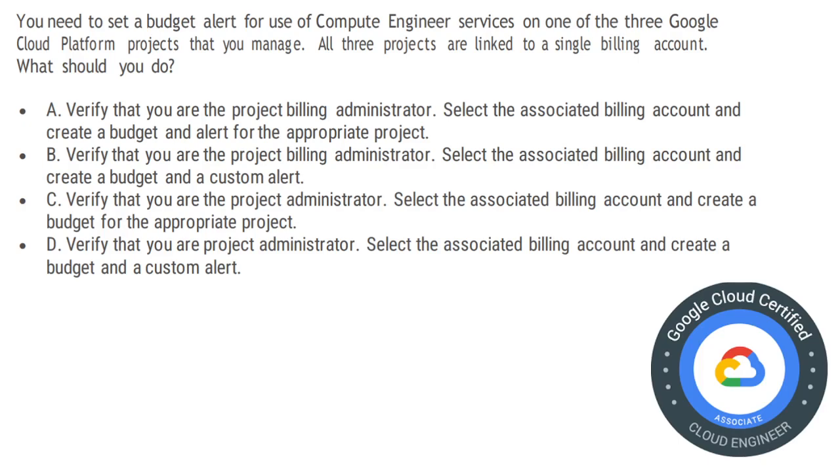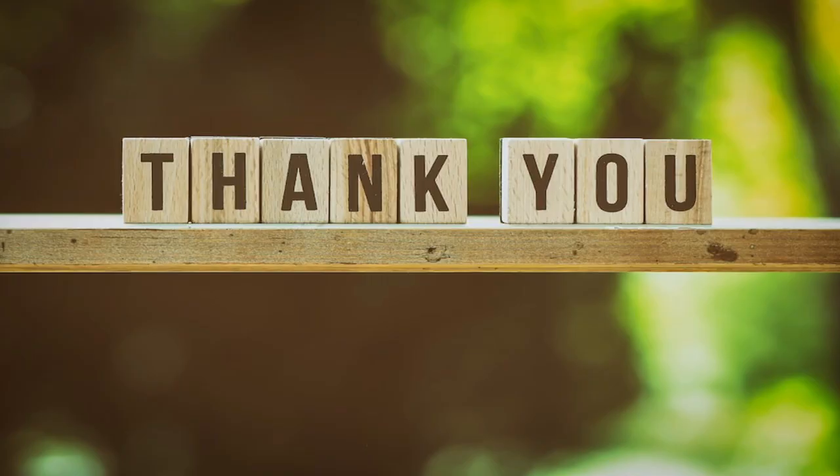Next question is, you need to set a budget alert for use of Compute Engine services on one of the 3 Google Cloud Platform projects that you manage. All 3 projects are linked to a single billing account. What should you do? Answer is option A. Verify that you are the project billing administrator. Select the associated billing account and create a budget and alert for the appropriate project.